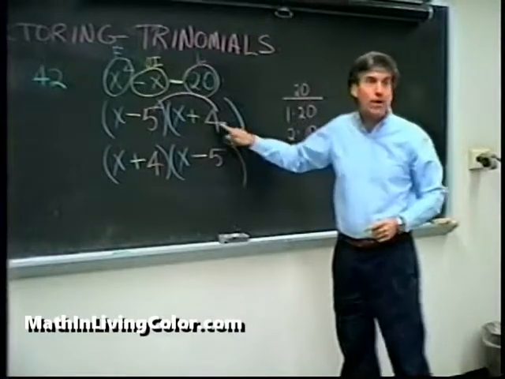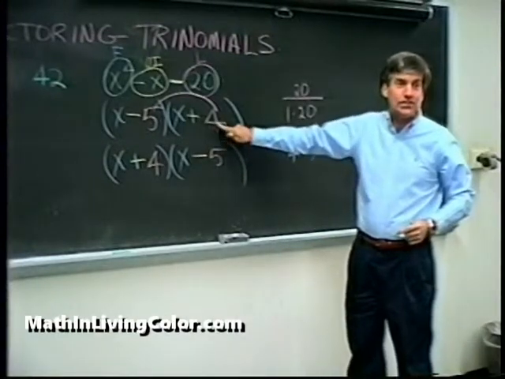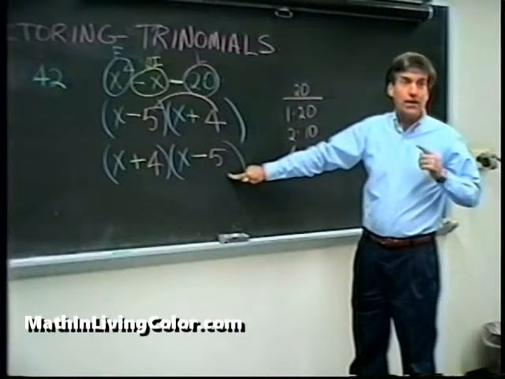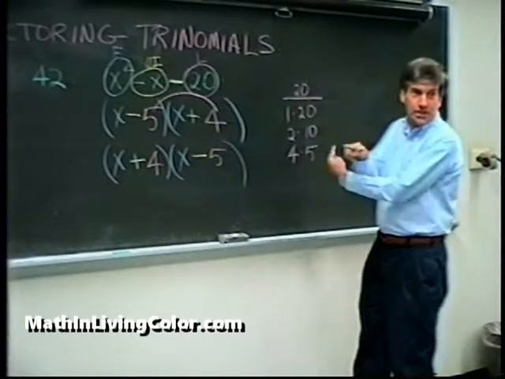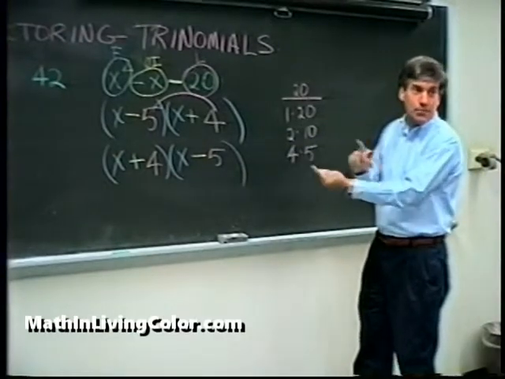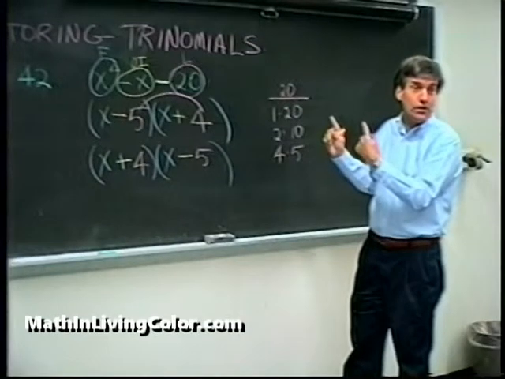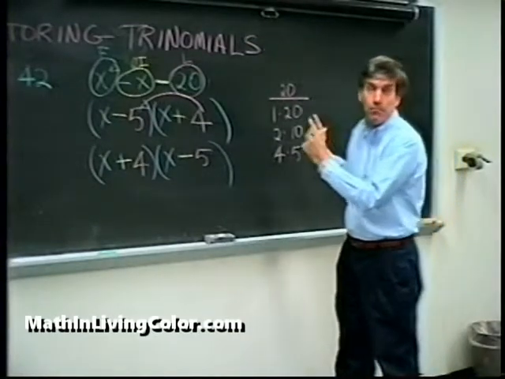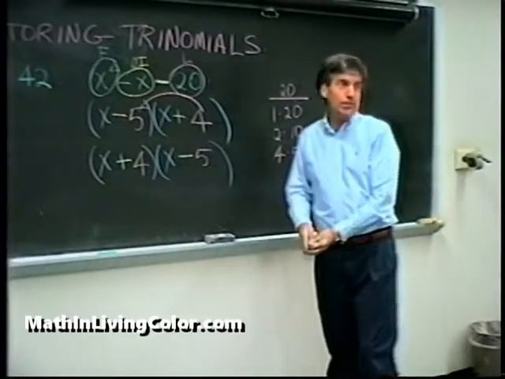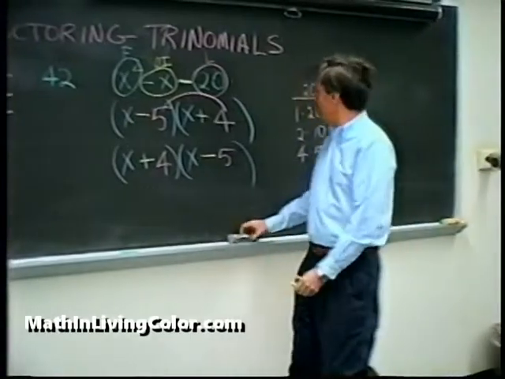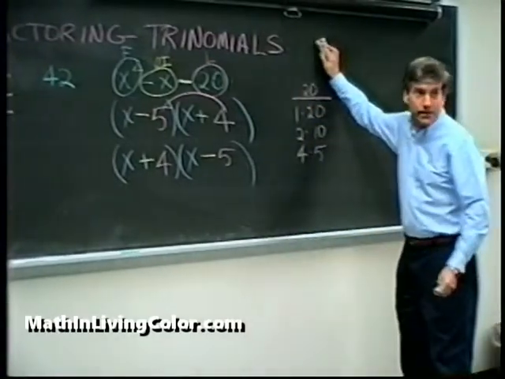By the way, what property is it that allows you to say this is the same as that? Switching the order? Commutative for which? Multiplication. Commutative for multiplication. Okay, good. All right, any question on that? All right, let's try another one.